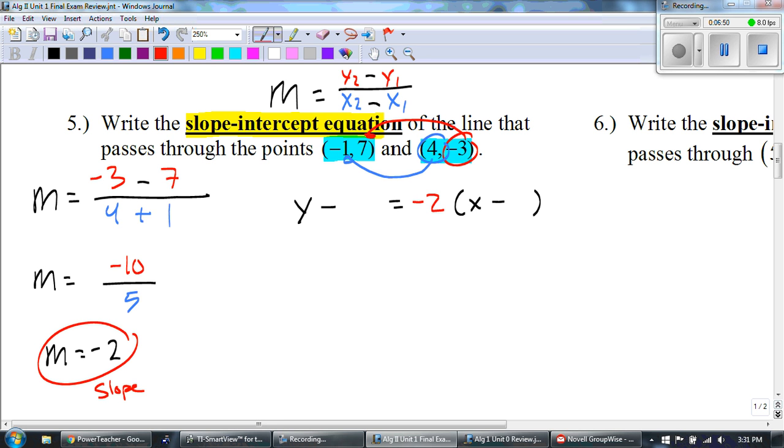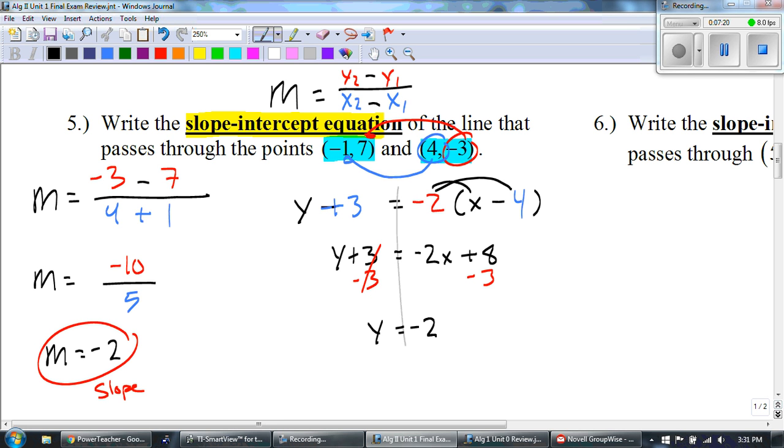I think when I did this on my own, I did the 4, -3. So that changes to a +3, that changes to a -4, and then we solve. Distribute the -2, so we get -2x, and then +8, and then subtract 3 to both sides, and we get y equals -2x plus 5.